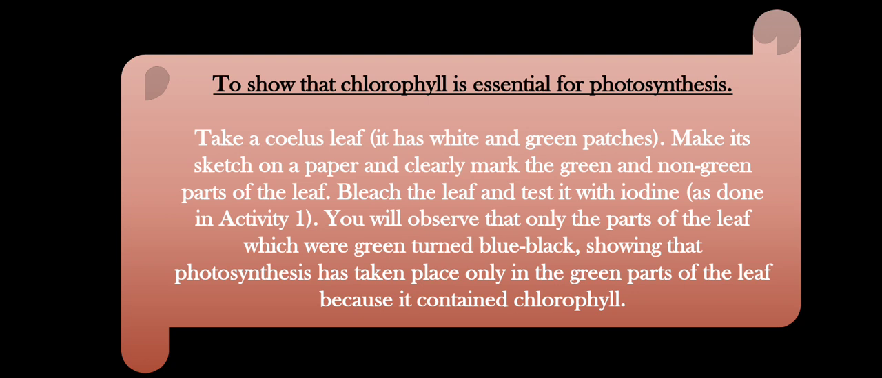So when we take one leaf, some parts of the leaf are white and some are green because this is having both types of patches, and we will make a sketch on a paper and clearly mark the green and non-green parts of the leaf. Now we will bleach the leaf, so where the parts of the leaf were green it turned blue black, it shows the photosynthesis has taken place only in the green parts of the leaf because it contained the chlorophyll. So by this we can see the presence of chlorophyll.